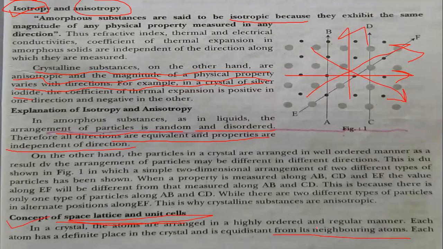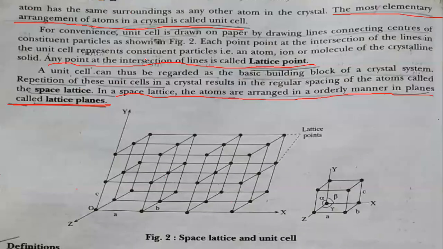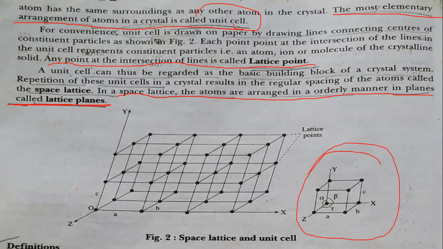In a crystal, the atoms are arranged in a highly ordered and regular manner. Each atom has a definite place in the crystal and is equidistant from the neighboring atoms. Each atom has the same surroundings as any other atom in the crystal. The most elementary arrangement of atoms in the crystal is called a unit cell. If you see in the diagram, you can call this a unit cell.